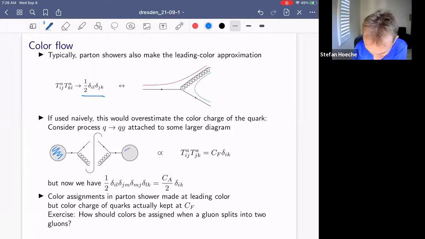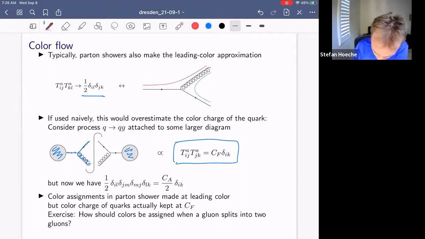the diagram, so we have the same blob on the other side, and then we have a quark sticking out that radiates a gluon. And we square this thing. This thing is proportional to this term here on the right-hand side, which actually gives you a CF, and the reason why you get a CF is because there is a contraction of these two indices here, so that gives you the CF times delta IK. You can do this as an exercise.